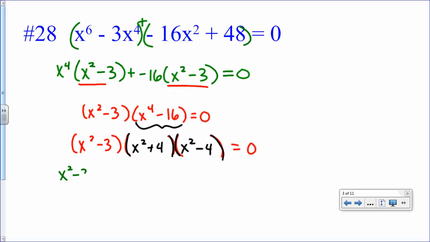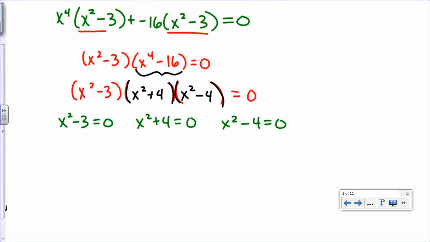So x squared minus 3 equals 0, or x squared plus 4 equals 0, or x squared minus 4 equals 0. For the first, I have to add 3 and take the square root. So x equals plus or minus square root of 3. We're doing all exact answers here, no decimals, so just leave that as radical 3. Then here, subtract 4 and take the square root.